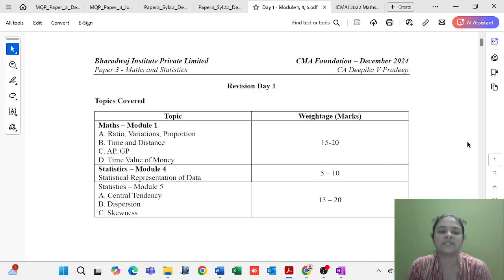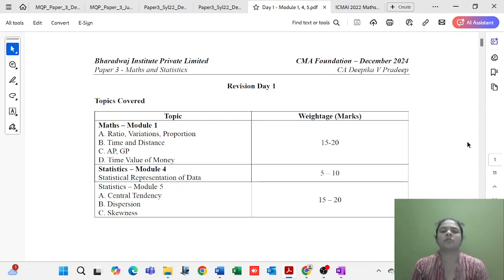And in statistics, we are going to discuss 2 modules which are very critical from your examination point of view: module 4 and module 5. Especially this module 5 is going to be very critical. So to have a warm up session, we are going to start with mathematics, the smaller chapters, and then as the day progresses, we will go towards the larger and the more important topics.